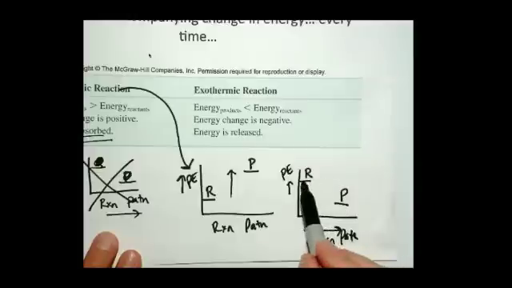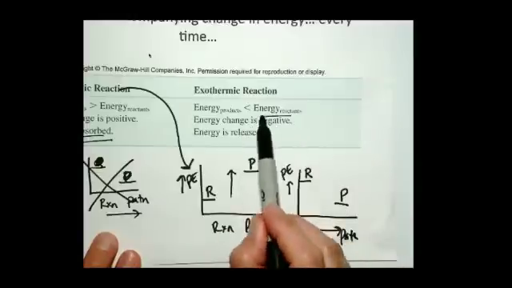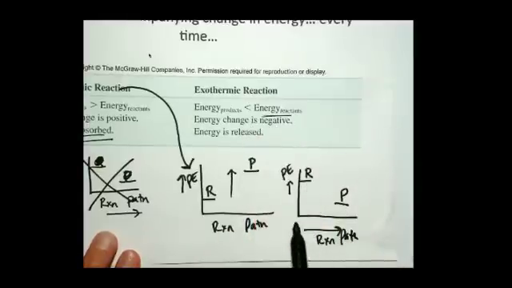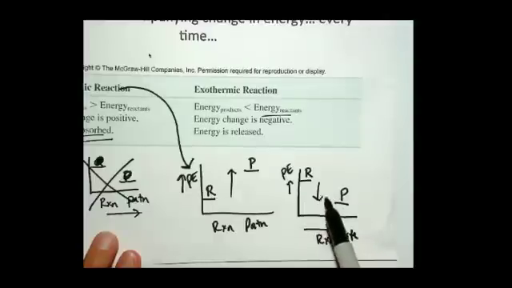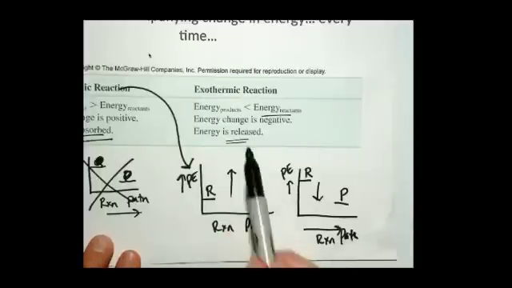And so if you start off at a higher energy for the reactants, then as you proceed through the path of the reaction, your products are going to end up at lower energy, and so in this case, energy must be given off to get from a higher place to a lower place. That's why they say energy is released.